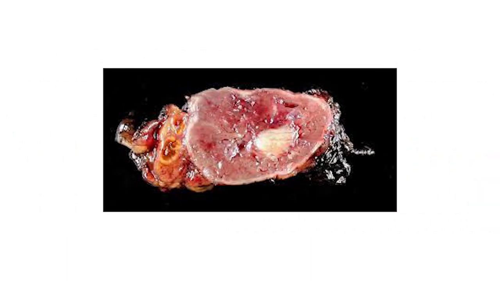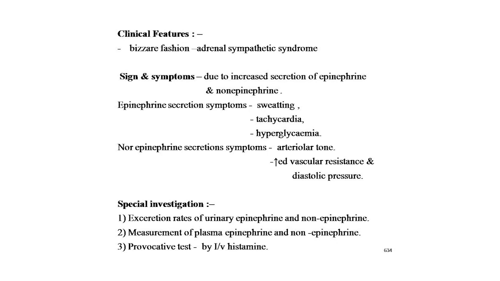This is a pheochromocytoma. Now the clinical features: pheochromocytomas may develop at all ages but are usually encountered between the ages of 20 to 50 years. This tumor presents a clinical picture in a bizarre fashion, which is the adrenal sympathetic syndrome, with signs and symptoms due to the increased secretion of epinephrine and norepinephrine.